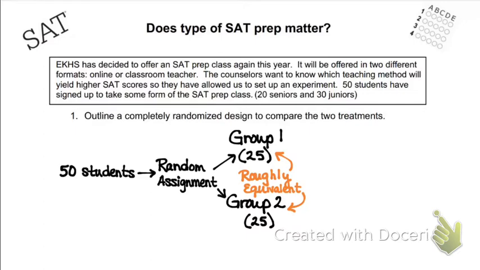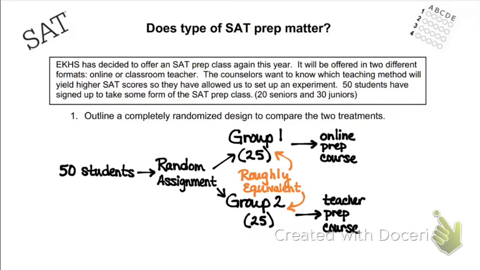Yes. And for a completely randomized design, you might want to do maybe a coin flip to decide whether group 1 is going to be the online or the teacher-led. But you want to randomly pick that out ahead of time. You don't want to wait until you get your two groups, look over those lists and go, okay, this is my online group and this is my teacher-led group. We want this to be as random as possible. So you're going to assign them to their two different treatments.